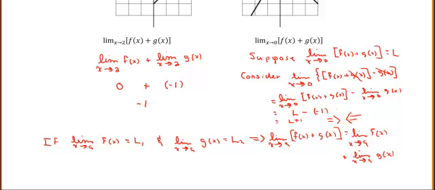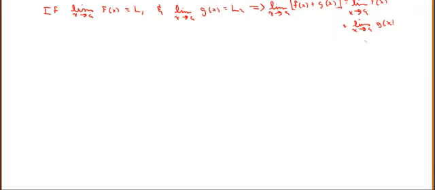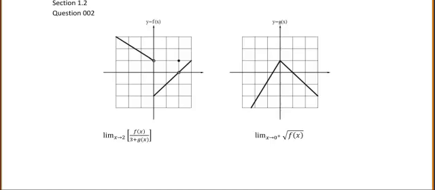What led to this contradiction was the supposition that this limit existed and had a value. And so as a consequence, because that supposition that this limit exists leads to a contradiction, this limit can't possibly exist. So this one does not exist. Okay, let's take a look at another example here.